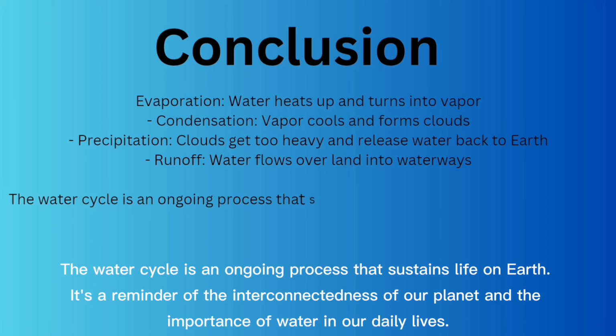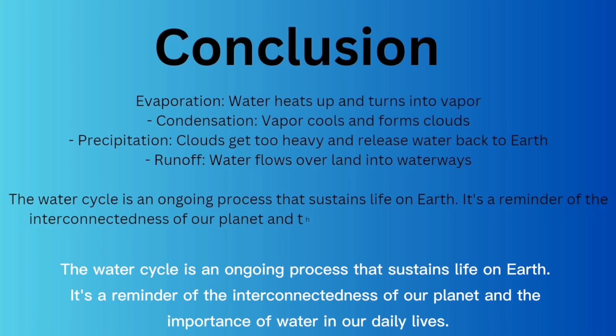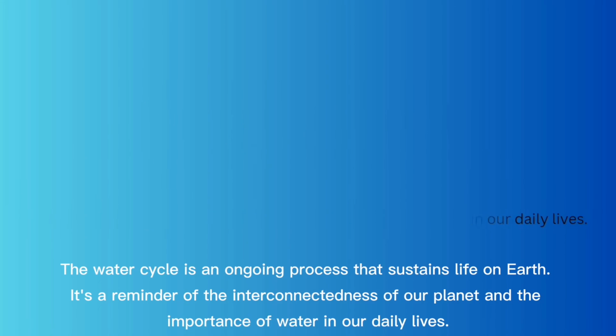The water cycle is an ongoing process that sustains life on Earth. It's a reminder of the interconnectedness of our planet and the importance of water in our daily lives.